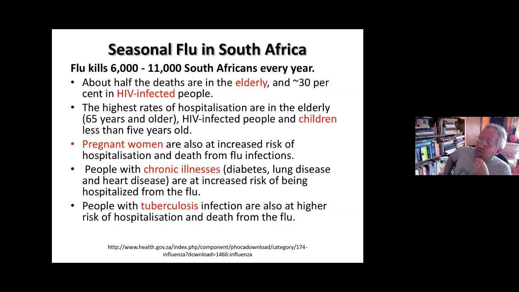Okay, seasonal flu in South Africa kills about 6,000 to 11,000 people every year. And about half those deaths are in elderly and about 30% in HIV-infected people, because, of course, we have a huge HIV-infected population. And the highest rates of hospitalization are in the elderly, 65 and up, which puts me firmly in the bracket, HIV-infected people and children less than 5 years old. Interestingly, pregnant women are at increased risk of hospitalization, and people with chronic illnesses, again, sounding like another disease that we may be familiar with. So diabetes, lung disease, and heart disease. People with these chronic illnesses are at increased risk of being hospitalized and of dying. And people with TB, which again is a huge problem in South Africa.